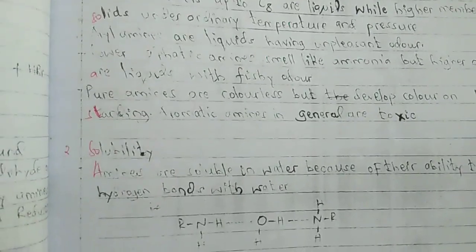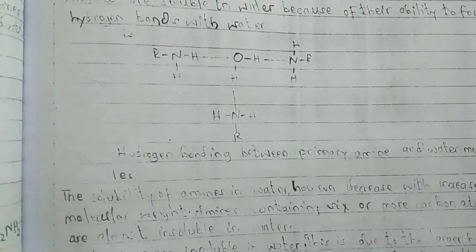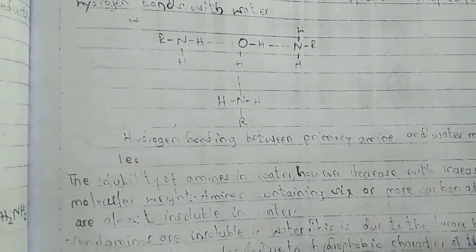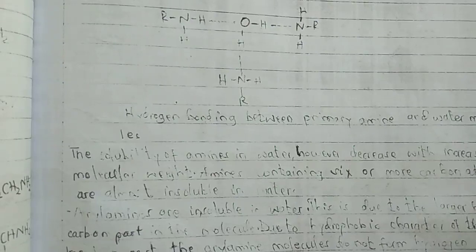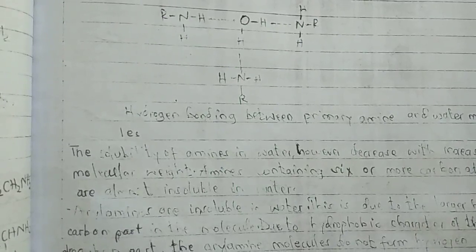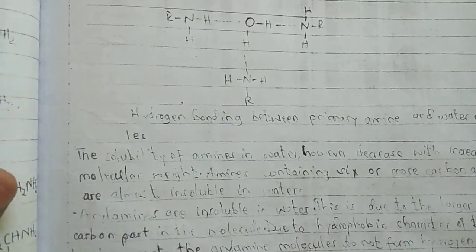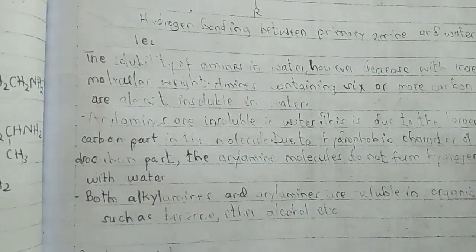In terms of solubility, amines are soluble in water because of their ability to form hydrogen bonds with water. The solubility of amine in water, however, decreases with an increase in the molecular weight. Amine containing 6 or more carbon atoms are almost insoluble in water. Aryl amine are insoluble in water. This is due to the large hydrocarbon part in the molecule, due to the hydrophobic character of the hydrocarbon part. The aryl amine molecules do not form hydrogen bonds with water. Both alkyl amine and aryl amine are soluble in organic solvents such as benzene, ether, alcohol, etc.